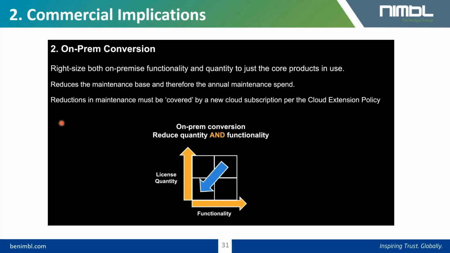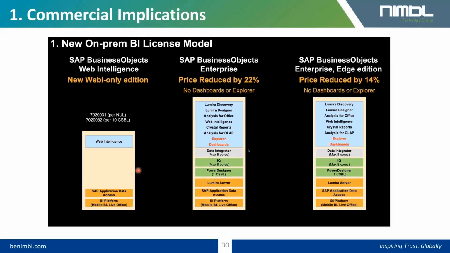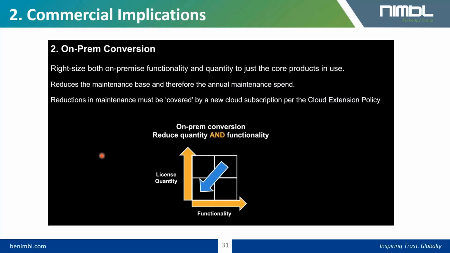You can also, as part of what SAP is calling their cloud conversion program, reduce the number of licenses that you currently have, or the metrics you're using to measure those licenses. So your license quantity effectively can go down, as well as the functionality. So consider this functionality reduction. Both of these are removing Explorer and dashboards. And with this Webby only license, you're removing all tools except for Webby. Here, you can also reduce the number of licenses.